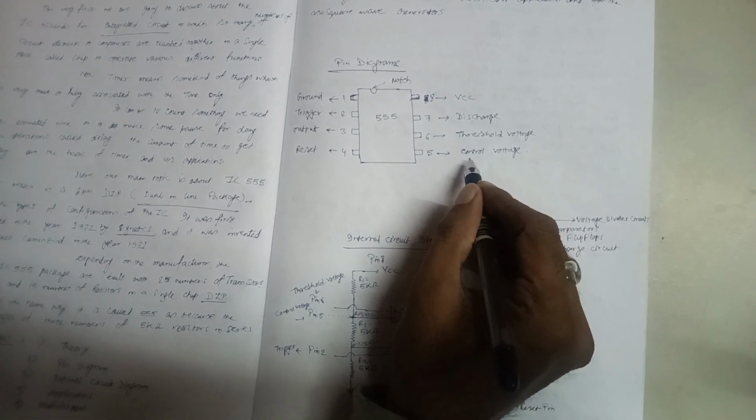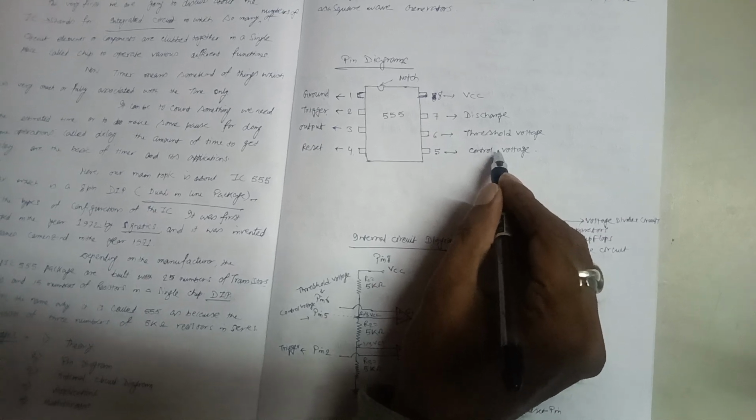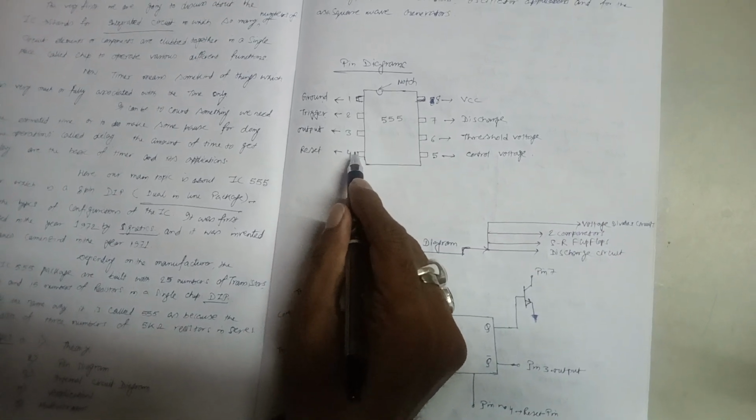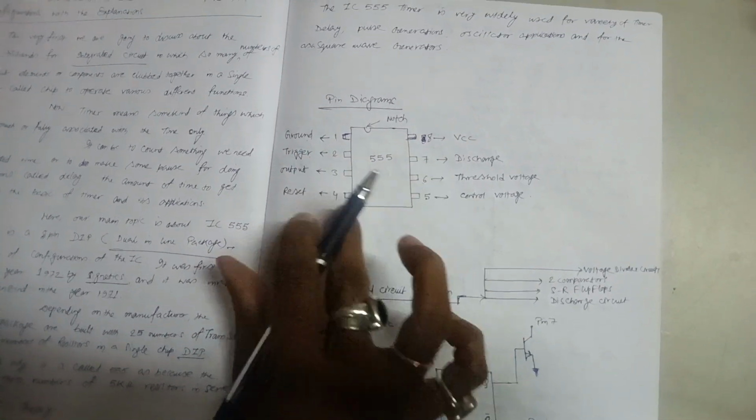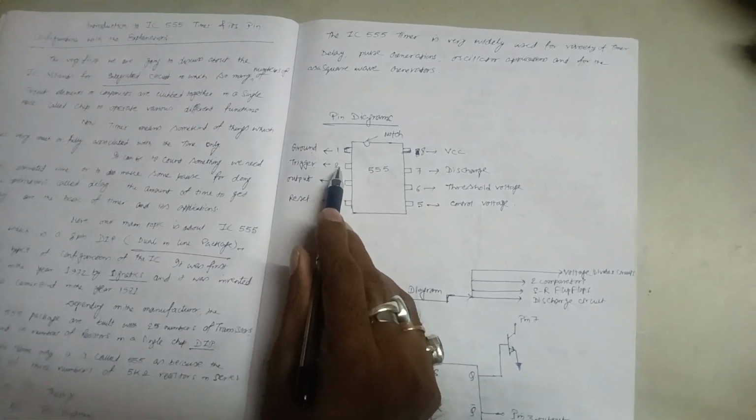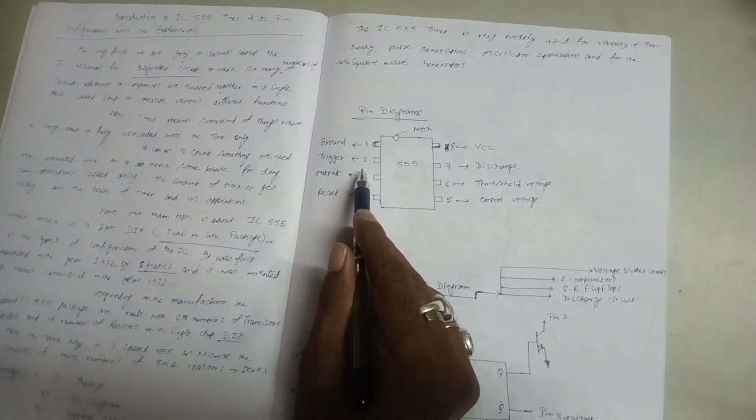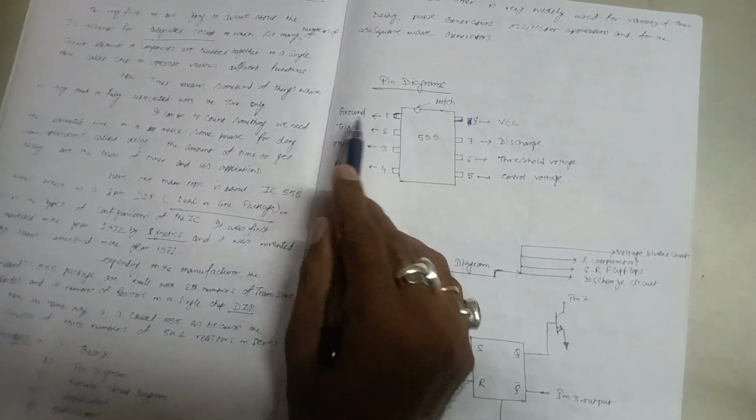Pin number 5 is basically the control voltage. From this voltage we can control the discharge pin 7 and the threshold voltage pin 6. Pin number 4 is the reset pin, which is basically used to reset the total output of this 555 timer. From pin number 3 we can get the output. Pin number 2 is the external trigger, meaning you provide input from external sources. Pin number 1 is ground, and pin number 8 is VCC, the supply voltage, right?